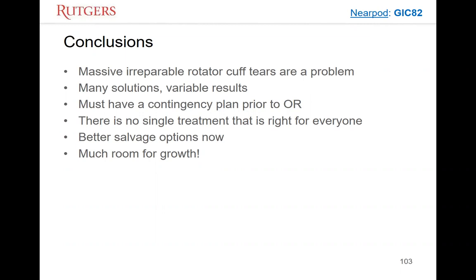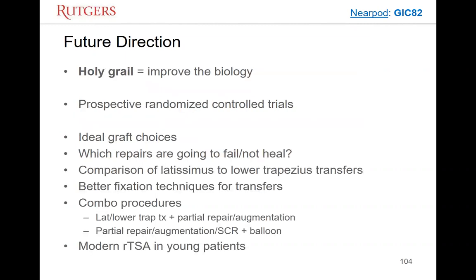Thankfully, our available salvage procedures are much better now than they were a decade or two ago, but there's still certainly a lot of room for improvement. So moving forward, the holy grail would be to find a way to get the biology of the rotator cuff back to where it was. And there's a bunch of lab and animal studies in process for this. Outside of this, we would benefit from more prospective randomized controlled trials, though this is difficult because we don't know what we're going to do when we enter the operating room with these patients.